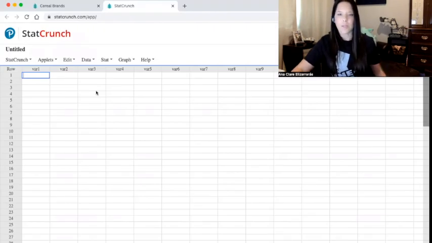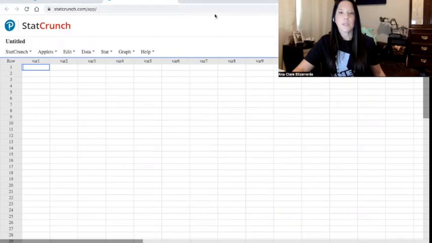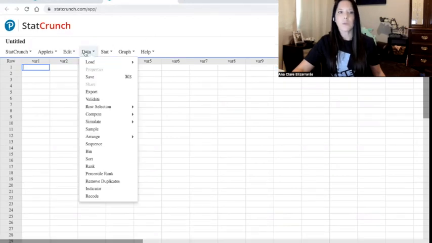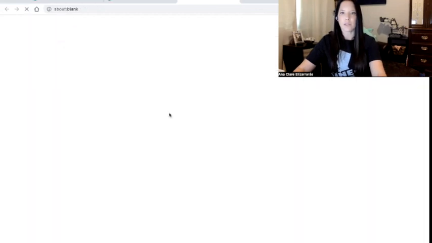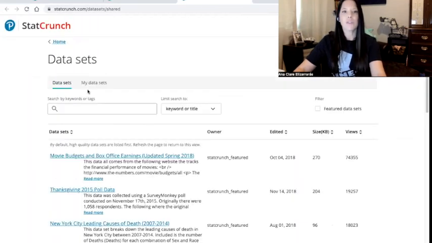Here we are in StatCrunch again. Let's pretend we don't know how to load data. So what we're going to do is we're going to go to data and load, and we're going to do a shared data set. And we're searching for serial.